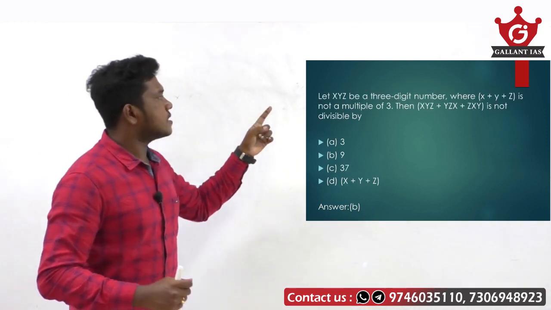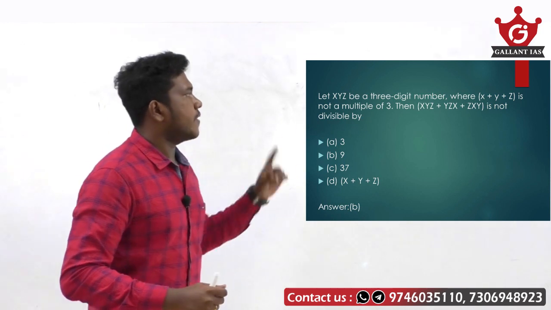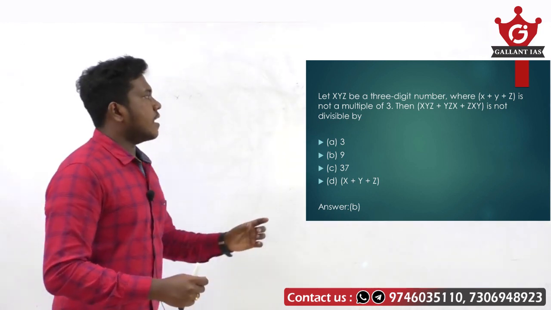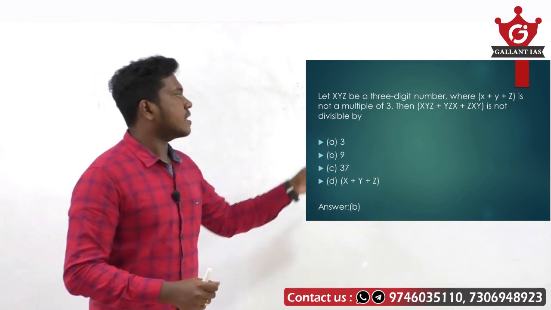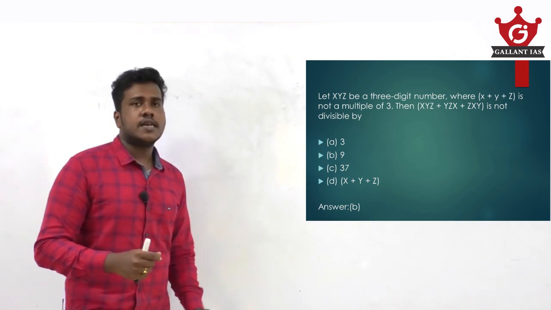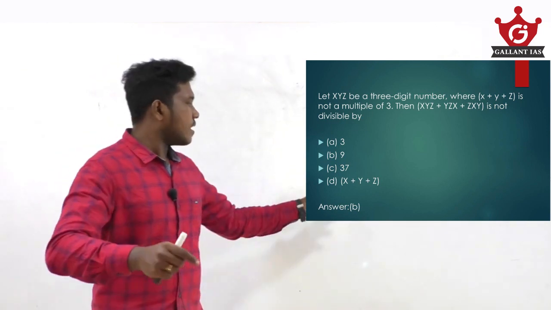Let x, y, z be a three-digit number where x plus y plus z is not a multiple of 3. Then xyz plus yzx plus zxy is not divisible by... Four options are given, and of course they are told that the answer is B.